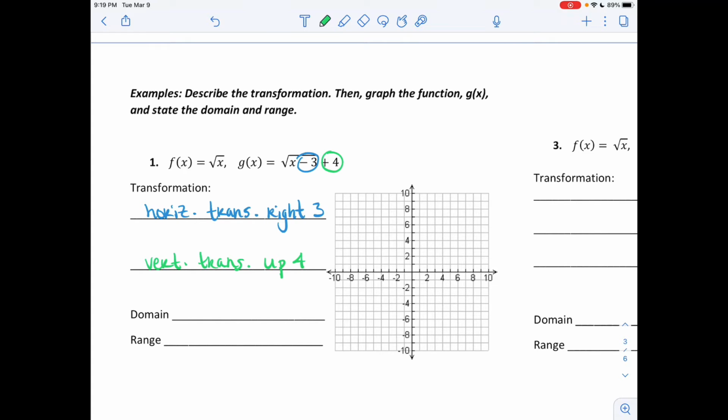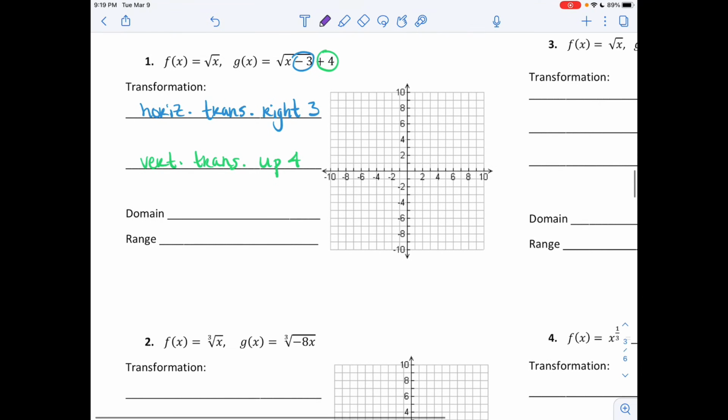So let's first graph our parent function, and I'll graph the parent function in purple. So let's go ahead and pick a few points for our parent function. So this is going to be our f of x. So we'll have an x and a y, and I knew that it starts at 0, 0. I saw that before, but I can prove that to myself by plugging in 0 here for x, and the square root of 0 is 0. If I plug a 1 in for x, I'm going to get an f of x or a y also equal to 1, because the square root of 1 is 1.